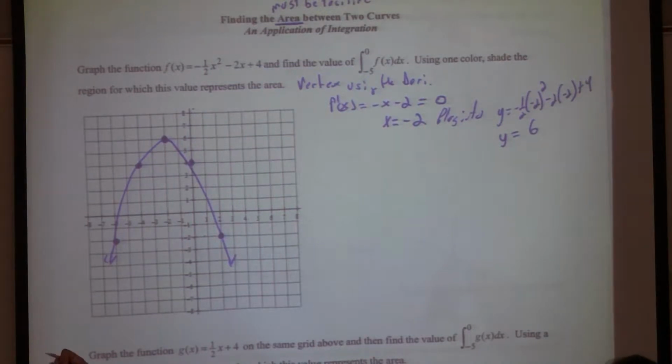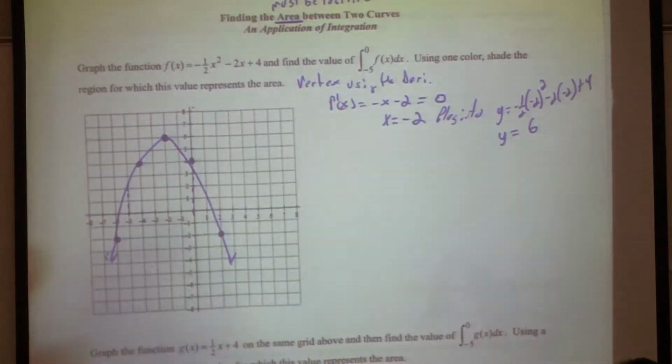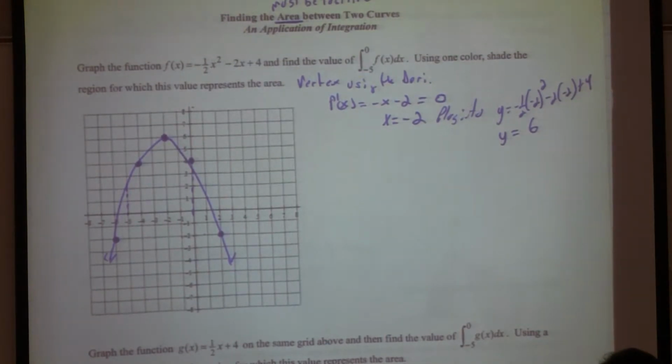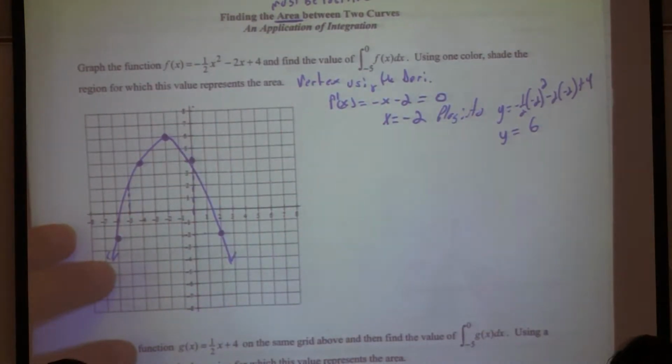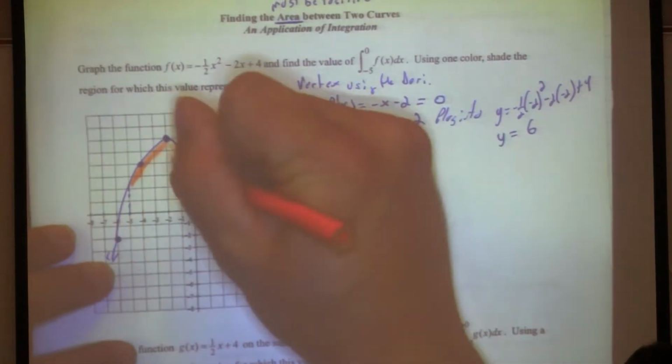Alright, now they're asking us to find the integral from negative 5 to 0. So that's like me finding the bounded space from right here to right here, right? And using your color, I want you to color that in. You should have a color on your desk. Or you should have gotten one when you came.